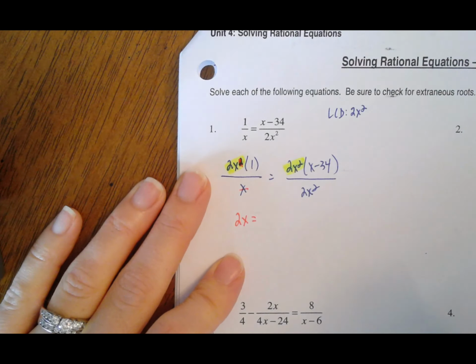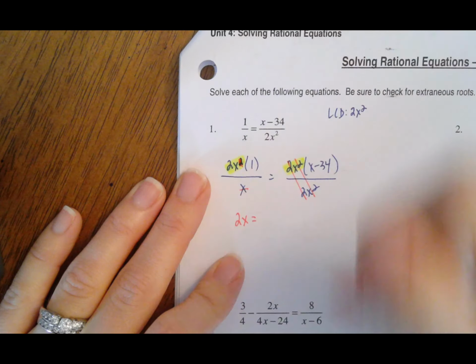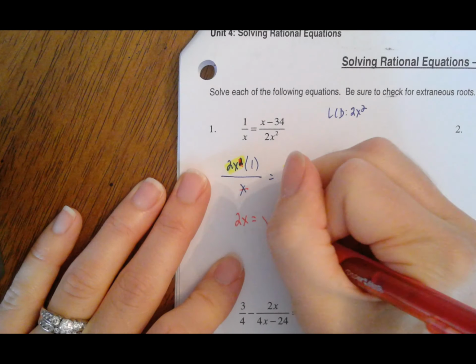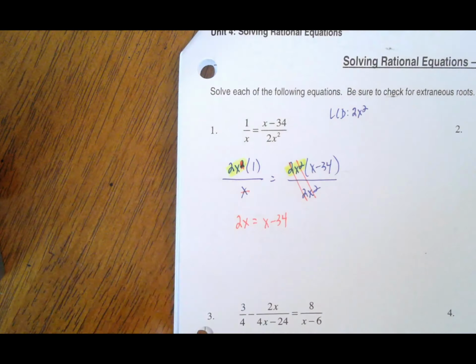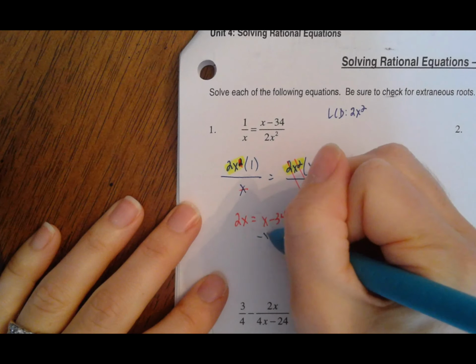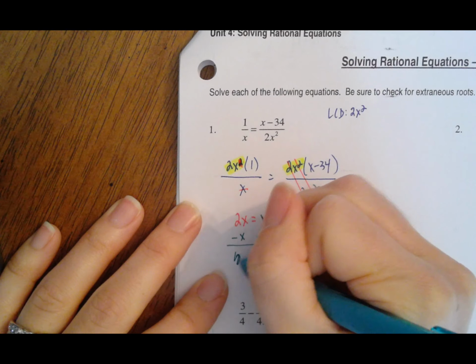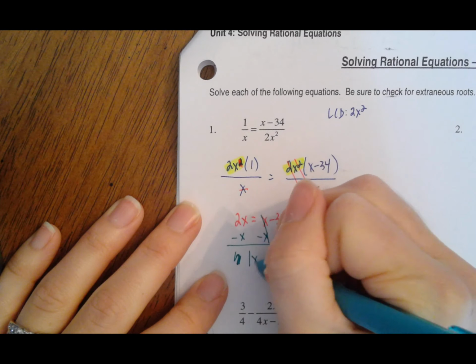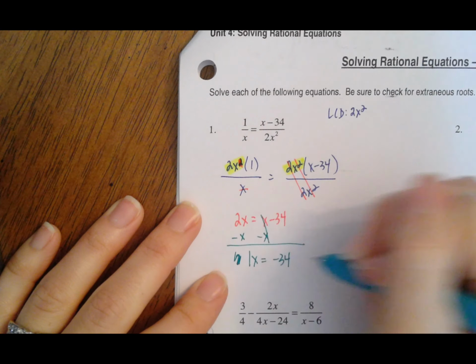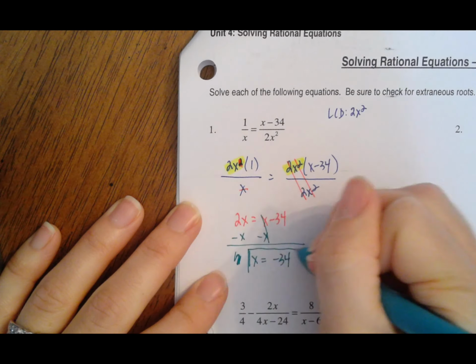And then the other fraction, the 2 and the x squared are going to cancel out. So we're left with x minus 34. We don't have a mismatch of powers here, so we're not going to have to factor. So here's where we just need to gather all of the x's on one side. So 2x minus x will leave us with 1x is equal to negative 34. So that's going to be our answer.